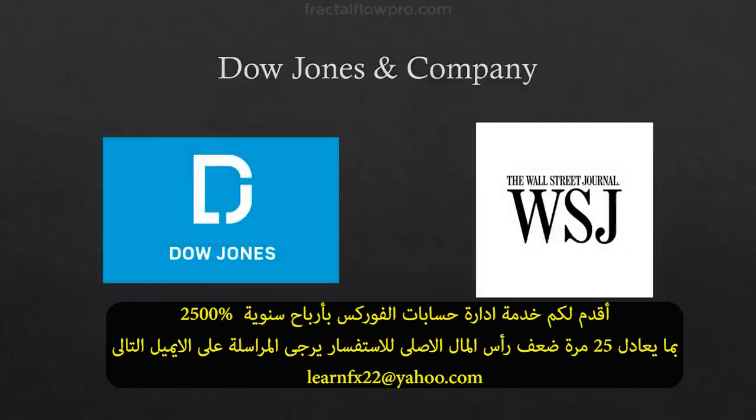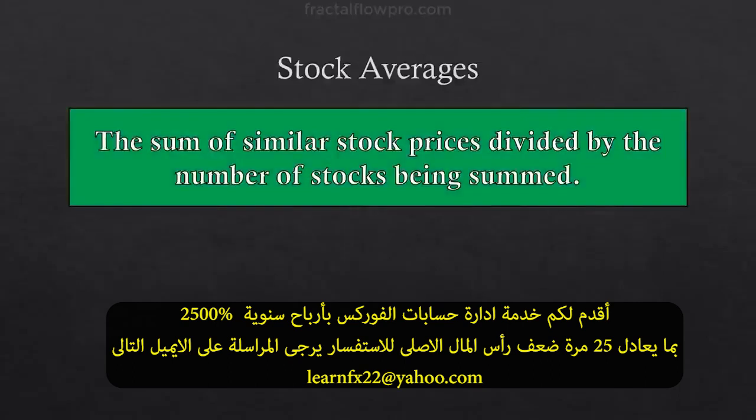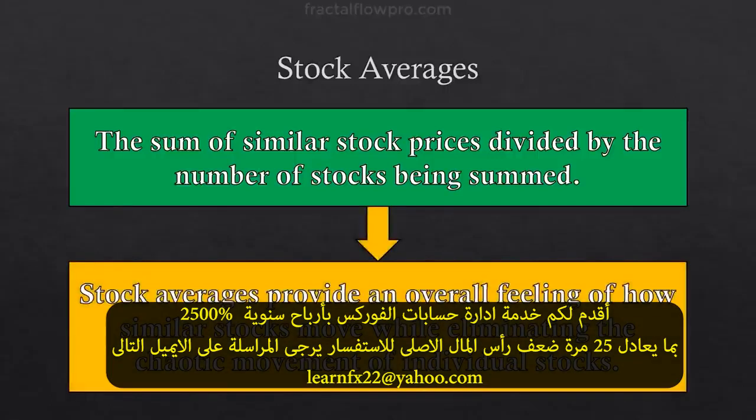Back then, many of the stocks had an overly chaotic movement because of low liquidity and the absence of strong regulation, which facilitated stock manipulation. For that reason, Charles Dow had the idea of creating stock averages, which is nothing more than the sum of similar stock prices divided by the number of stocks being summed. This gave an overall feeling of similar stocks while smoothing out the erratic movement of individual stocks. These averages were published in the Wall Street Journal and they are still widely used today.